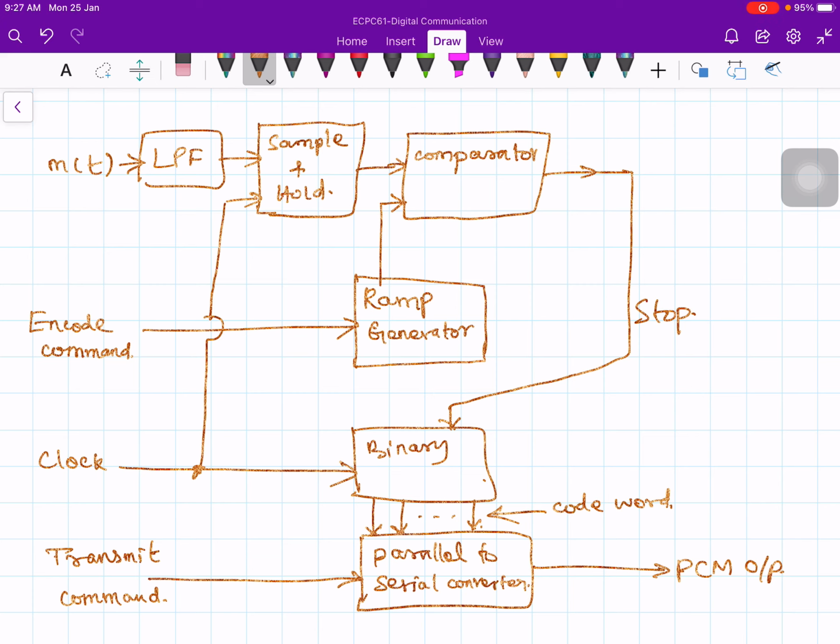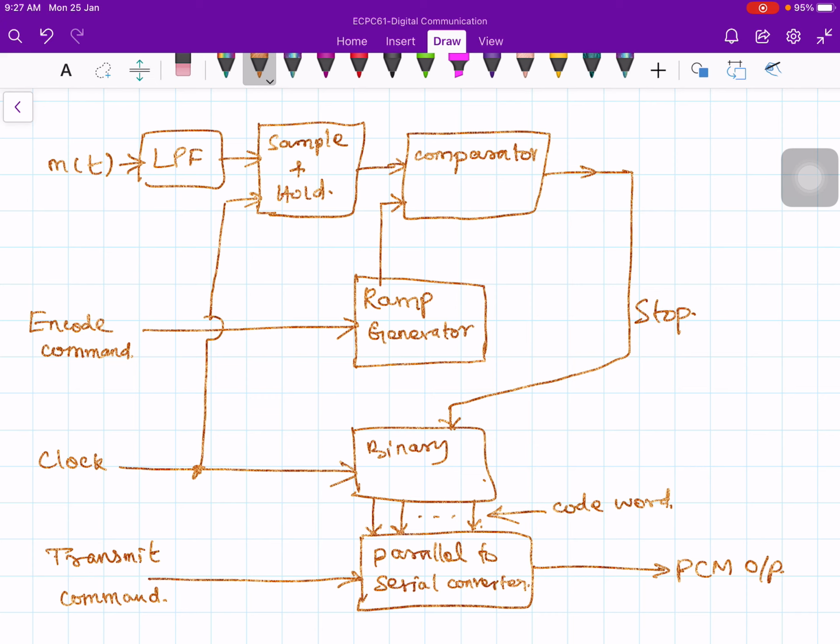So this is a block diagram of an A to D converter, which I am sure you can recognize. Now what kind of A to D converter is this? This is a ramp type. There are many types, and it is not necessary to use only the ramp type. You have the message signal m of t, which is given to the low pass filter, followed by the sample and hold circuit. So you have the sampled signal, and that sampled signal is held.